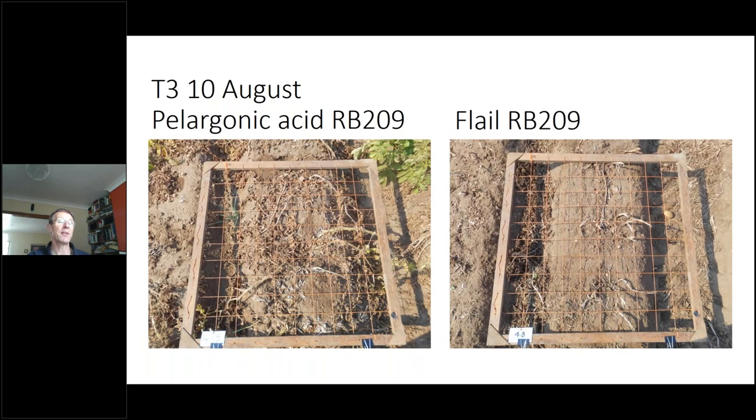So just contrasting that, the flail on the right, you can see there, brown desiccated stems, no foliage. Pelargonic acid, I know Eric said, you know, the combination treatment he had this year, but again, you still got green material there. You've got green stems. It is slower. The ground covers support that in terms of treatment. So that has had pelargonic acid plus a Spotlight treatment at this stage on T3 on the 10th of August. Okay, and next slide.